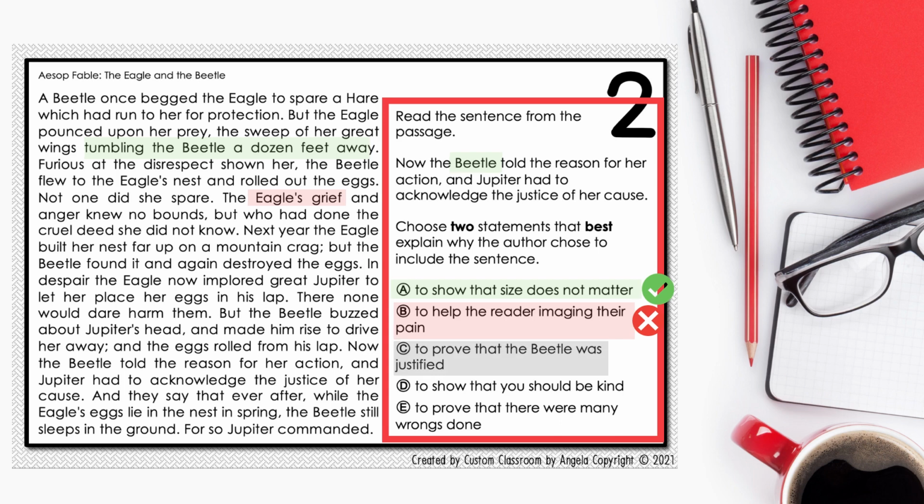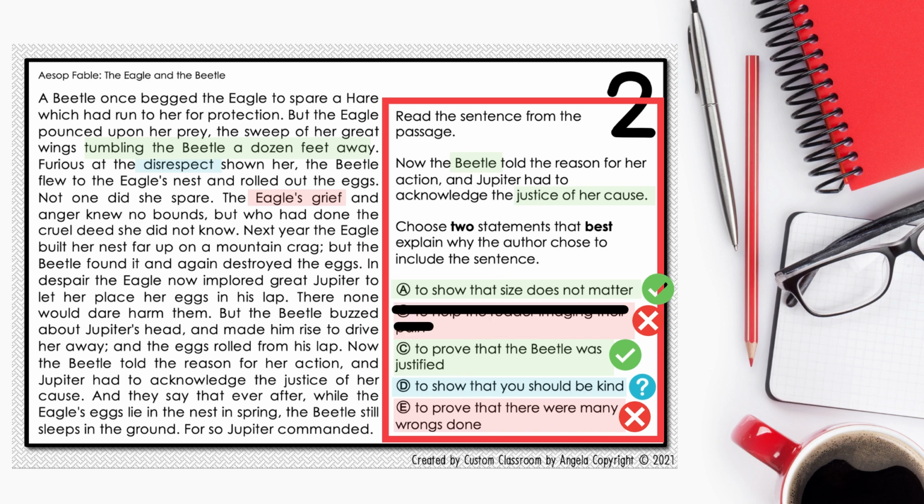Answer C, to prove that the beetle is justified. And this sounds like a great answer since the sentence directly addresses the beetle being justified. Answer D, to show that you should be kind. This is an okay answer since the text does talk about showing disrespect. Answer E, to prove that there were many wrongs done. This is not really relevant since we are discussing justice, not wrongs done.